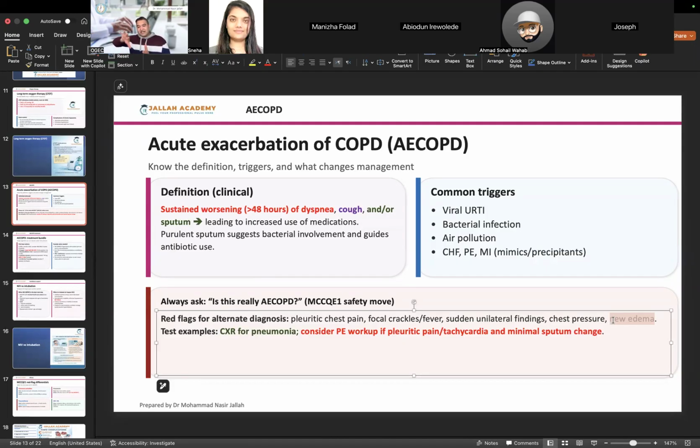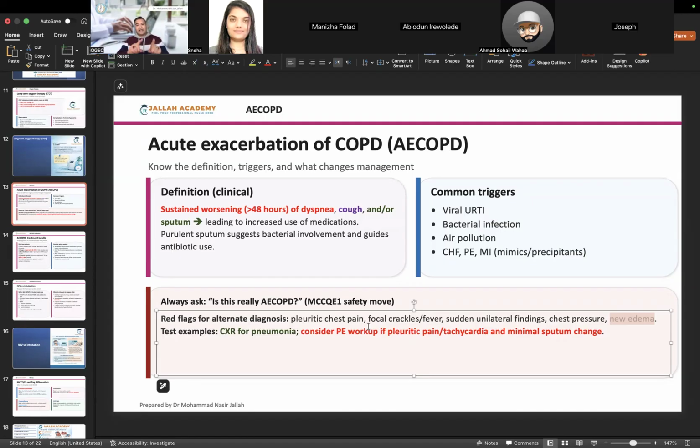If I have a unilateral finding, for example on the right or left side, there's no breath sound, and when I check percussion there's hyperresonance, it is pneumothorax. If it is not pneumothorax, then yes, it could be an exacerbation. Or if it is a focal crackle, then it's pneumonia. If it is not pneumonia, because the patient has fever, then it could be what? Exacerbation. Or pleuritic chest pain, it could be pulmonary emboli. If I have ruled it out, then it is an exacerbation.